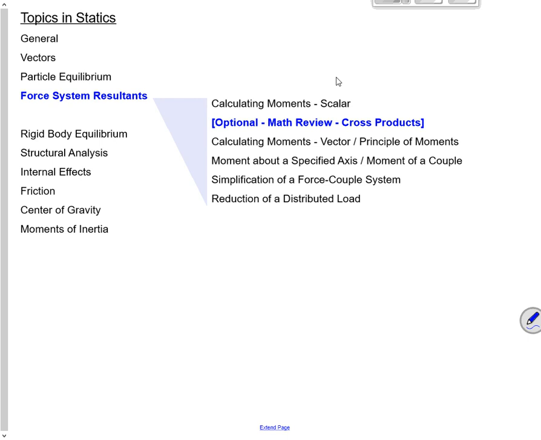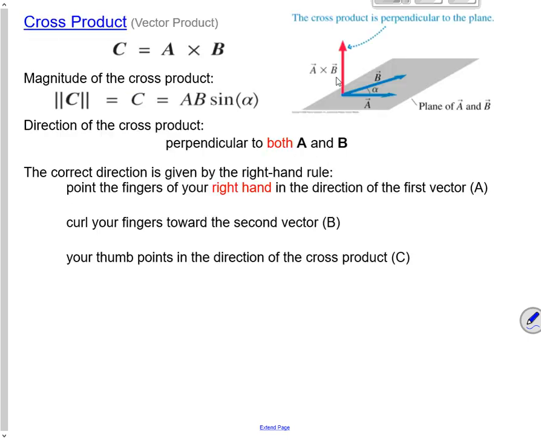Welcome back to Topics in Statics. This time we're going to do a little bit of a review of cross products. This is all going to be mathematical, just to make sure everybody's on the same page and knows how to calculate this.